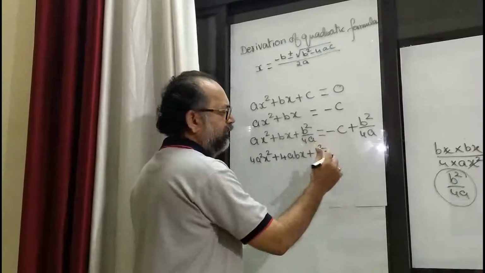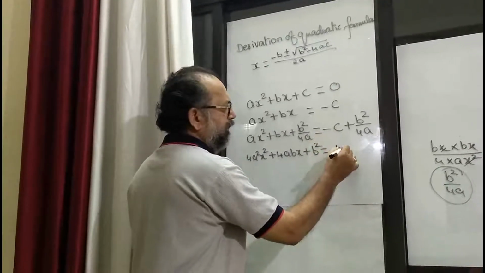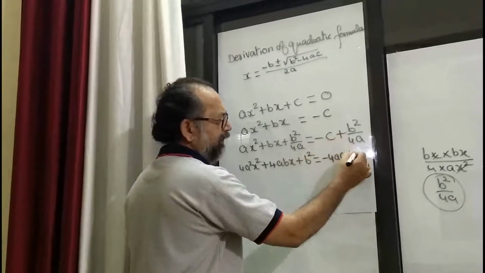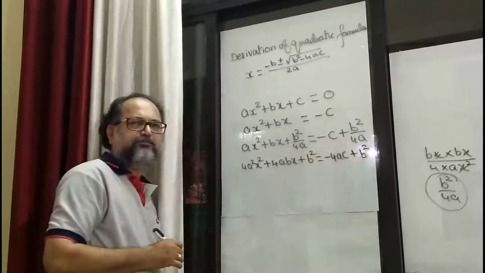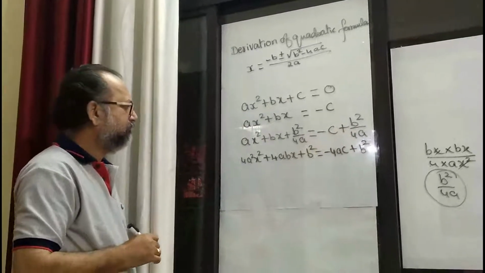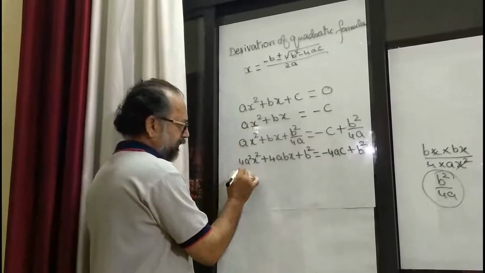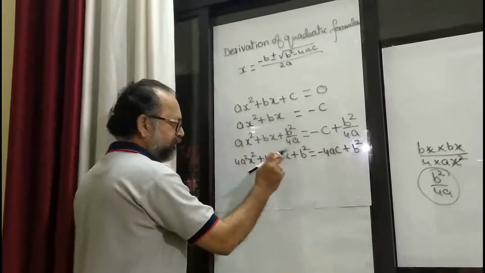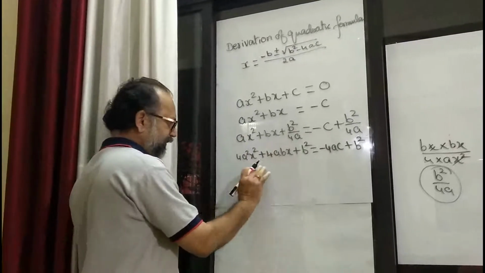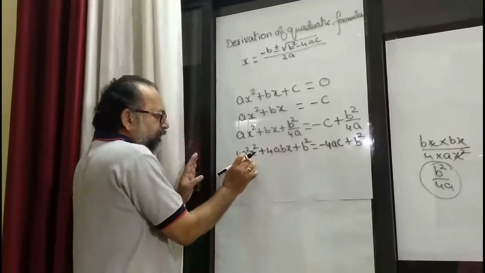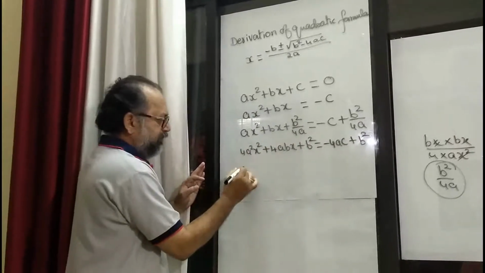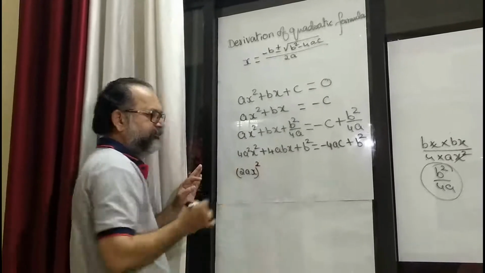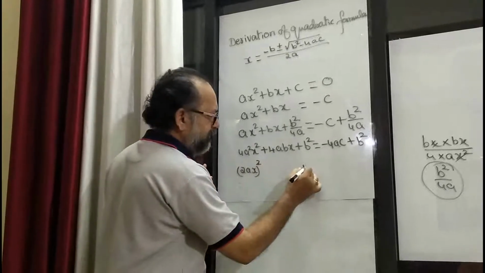When I multiply 4a with this, we will get 4ac. And when I multiply 4a here, I will get b square. Now we know that this is a perfect square. This is a perfect square. Okay, so that you understand properly, let me write it in that form first. You know this is 2ax the whole square. This is b square.